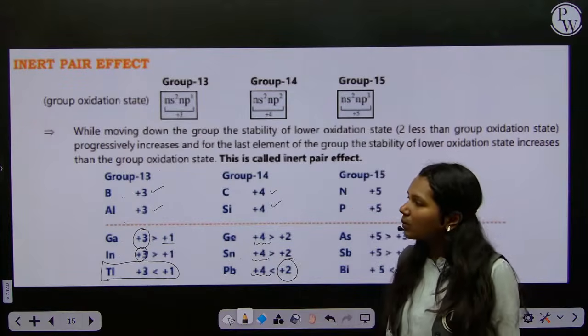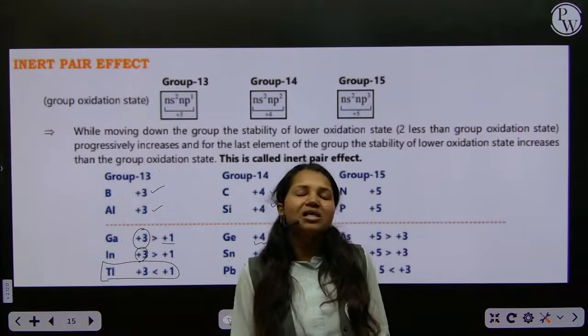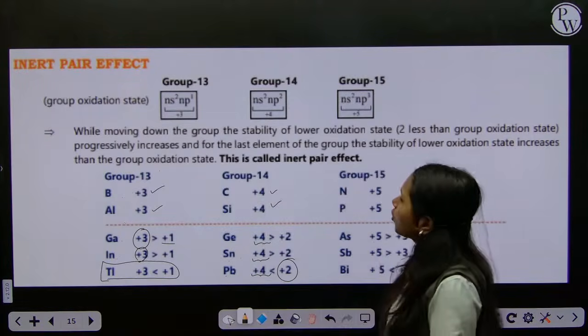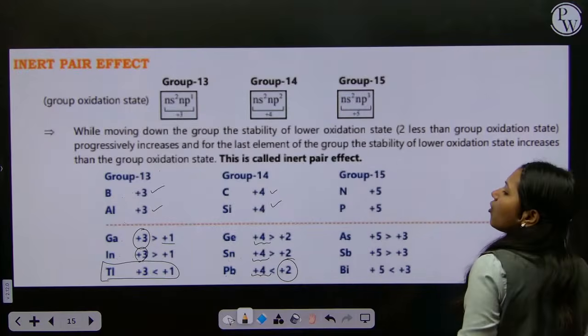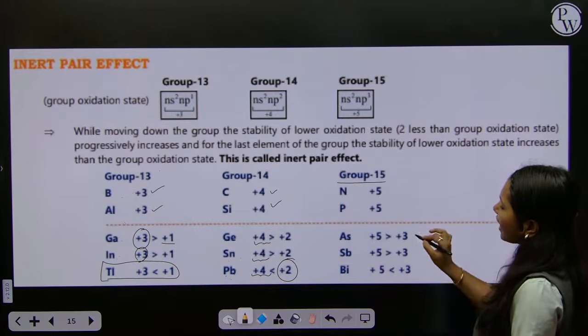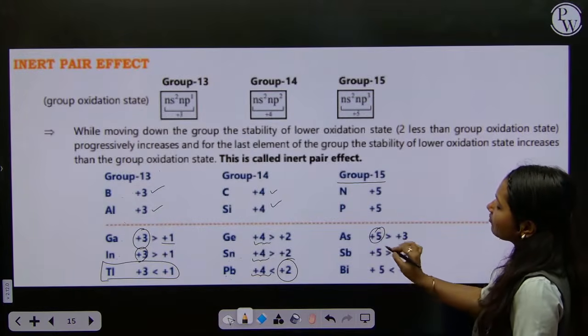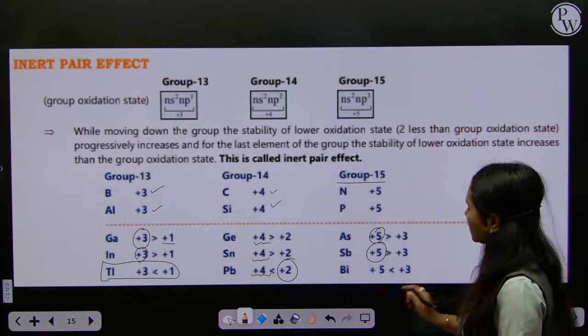So what you will remember: group number 13, boron family, thallium +1 is more stable. For group 14, lead +2 will be more stable. For group 15, arsenic +5, antimony +5, bismuth +3.